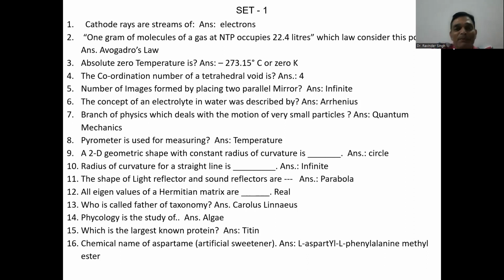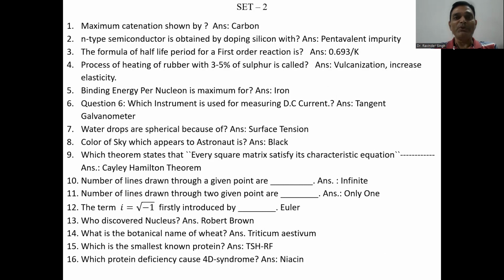That is set number 1 for one of the teams. Now set number 2. Question number 1, the maximum catenation is shown by, answer is carbon. N-type semiconductor is obtained by doping silicon with, answer is pentavalent impurity.